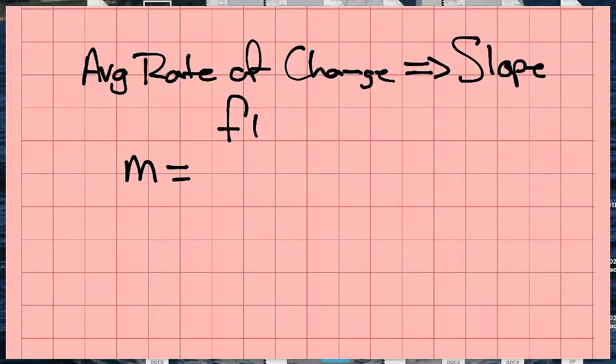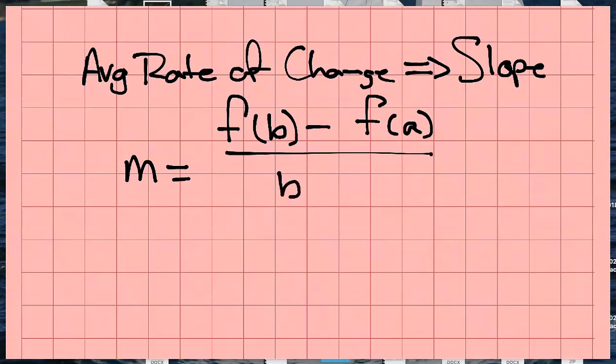But we would do f of b minus f of a divided by b minus a. So the y2 minus y1 over x2 minus x1. And so that's the average rate of change.